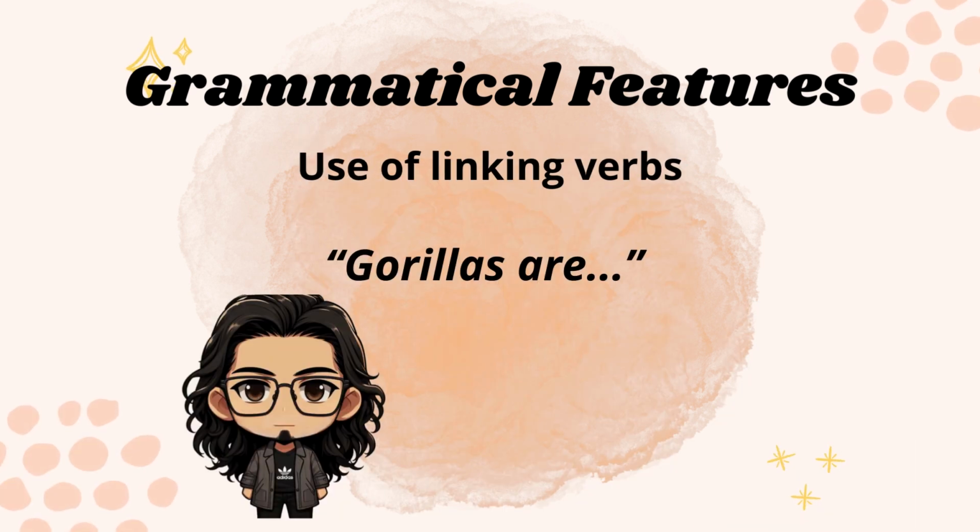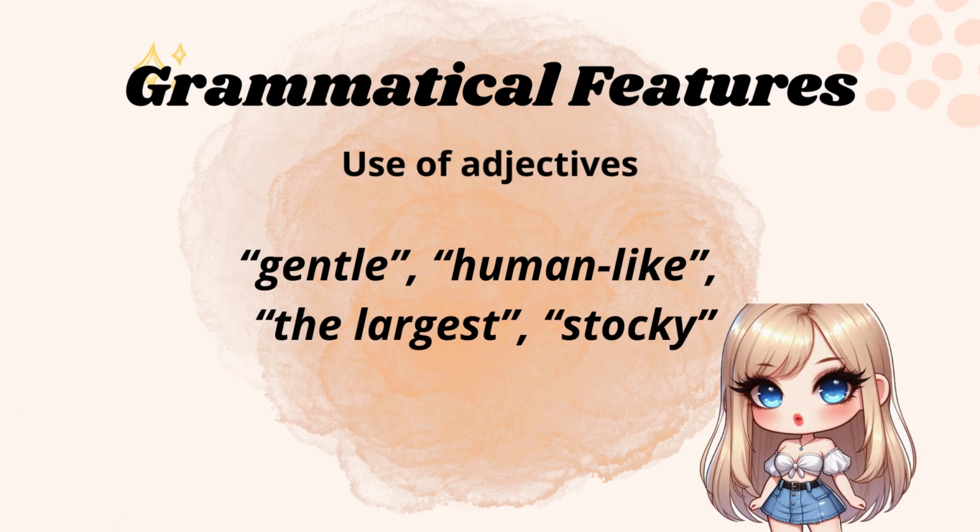One of the main grammatical features of descriptive texts is the use of linking verbs to establish relational processes. The most common linking verb is the verb to be. For example, throughout the text, the expression "gorillas are" is frequently used. Another relevant grammatical feature related to the previous one is the use of adjectives, linking verbs to connect a subject to an adjective. In this text, gorillas are described as gentle, human-like, and stocky. The text also uses superlative adjectives such as the expression "the largest of the great apes."